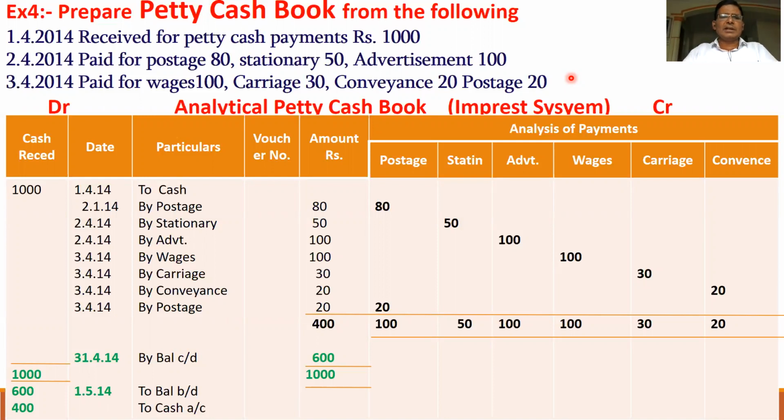Usually the head cashier gives 1,000 or 2,000 to the assistant cashier, who is called the petty cashier.